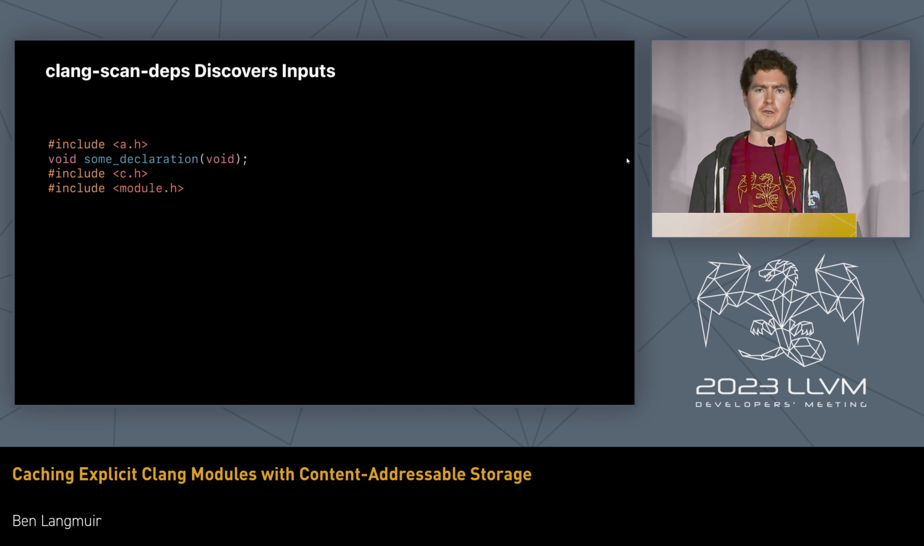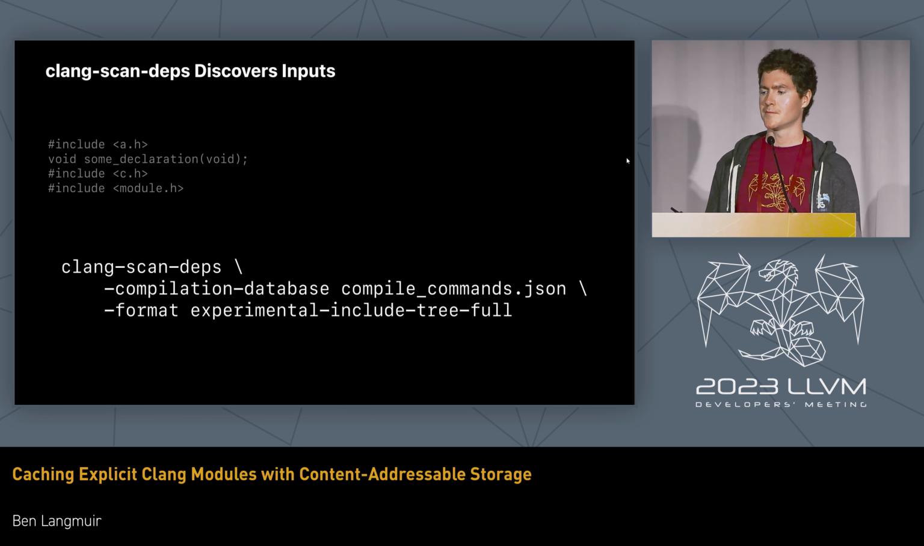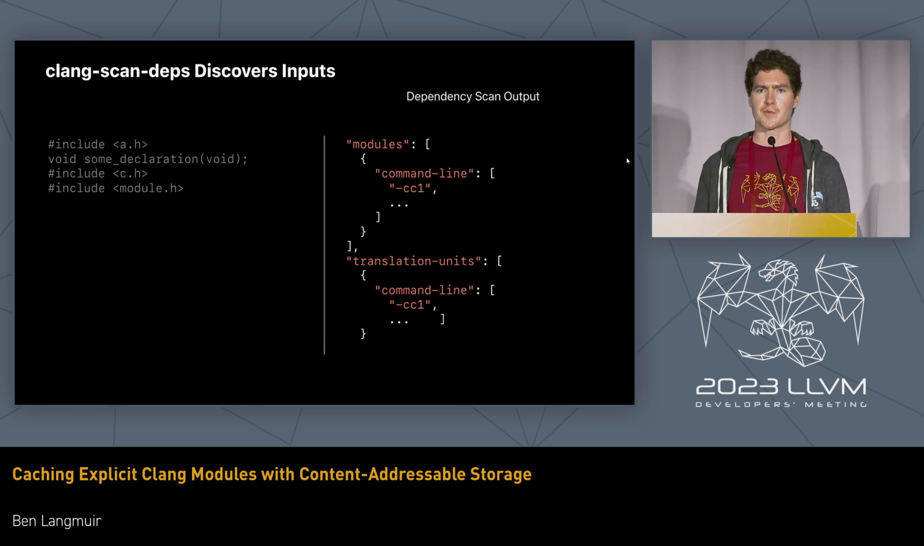Let's talk about that input discovery. We can run the Clang dependency scanner on this simple translation unit. We'll use our new experimental include tree full output format. The output from the dependency scanner is a structured representation covering all of the modules and translation units involved. Lots of information gets stored in this output, but we're going to focus on the command line invocation. This is the command that would build that particular module or translation unit.